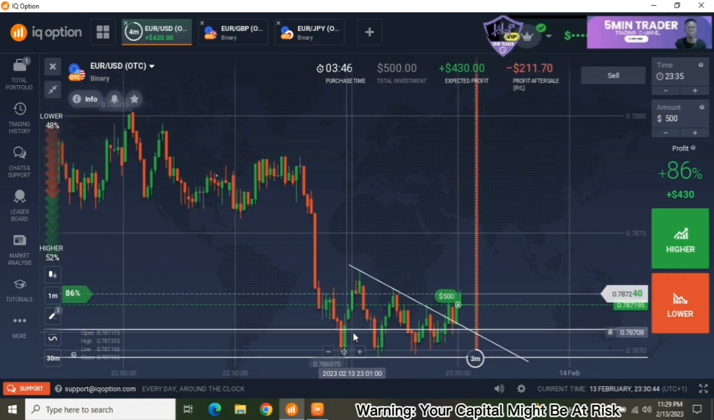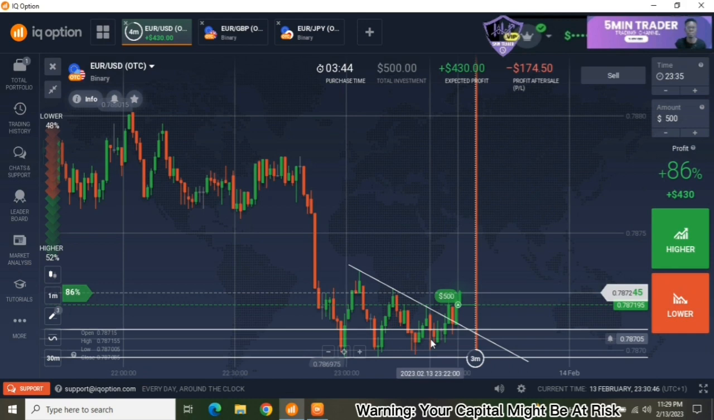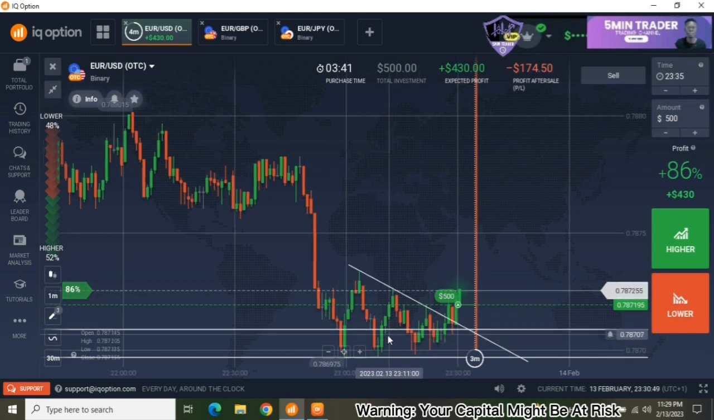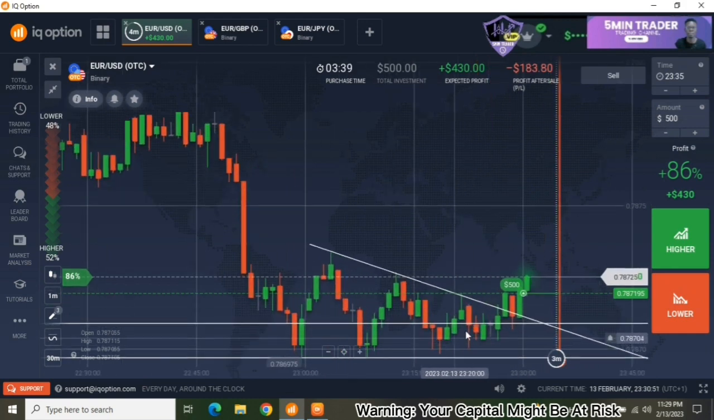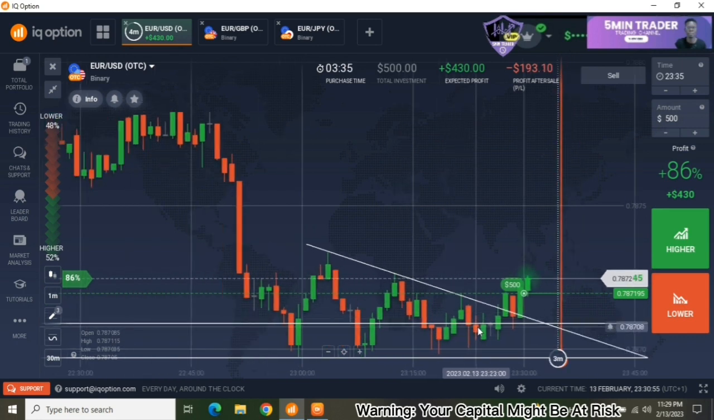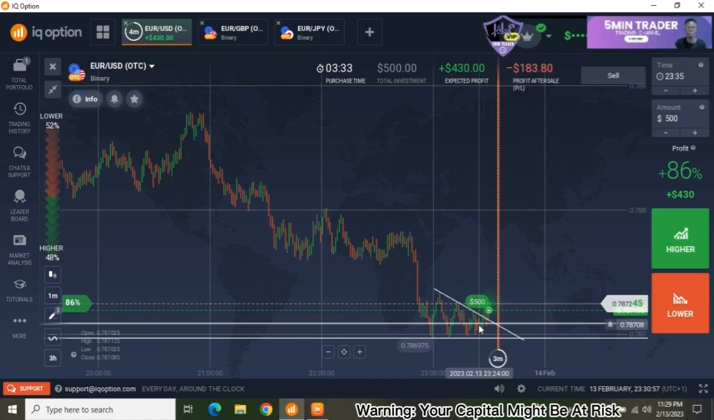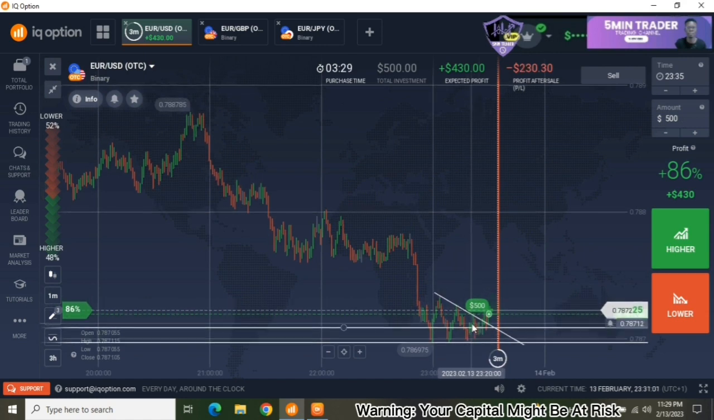It took 3 attempts to break this level, but it didn't happen. This was the first one, this was the second one, and this was the third one. And you can see a lot of weaknesses around this level, which suggests that the buyers are very strong around this area, and the sellers are not matching that energy.